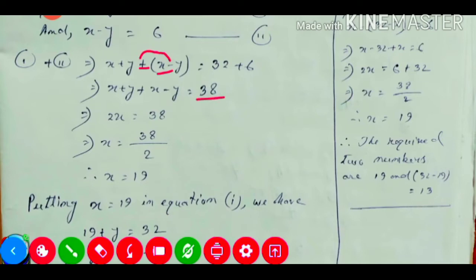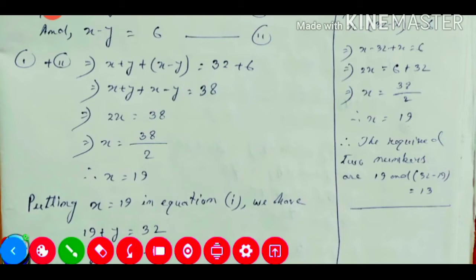38. Now here you will see x, this one is positive, this one also positive, so x plus x will be 2x, and this is plus y and this one is minus y, so it will be cancelled. So 2x is equal to 38. Now 38 divided by 2 will be 19. So the x value we got is 19.